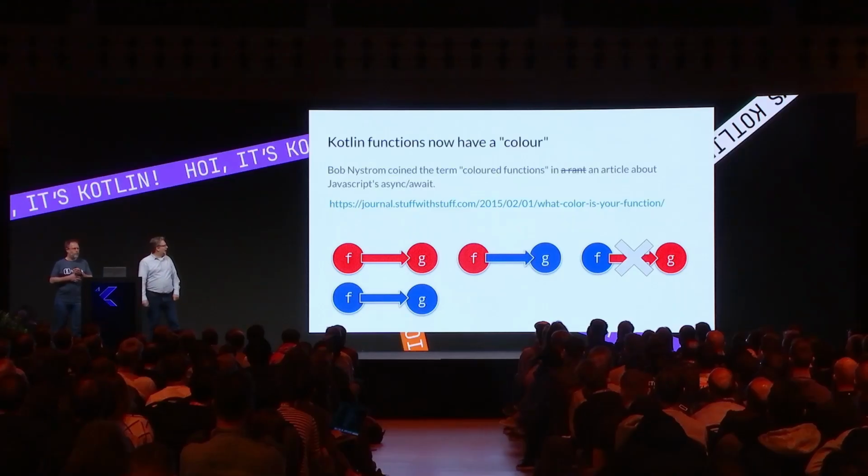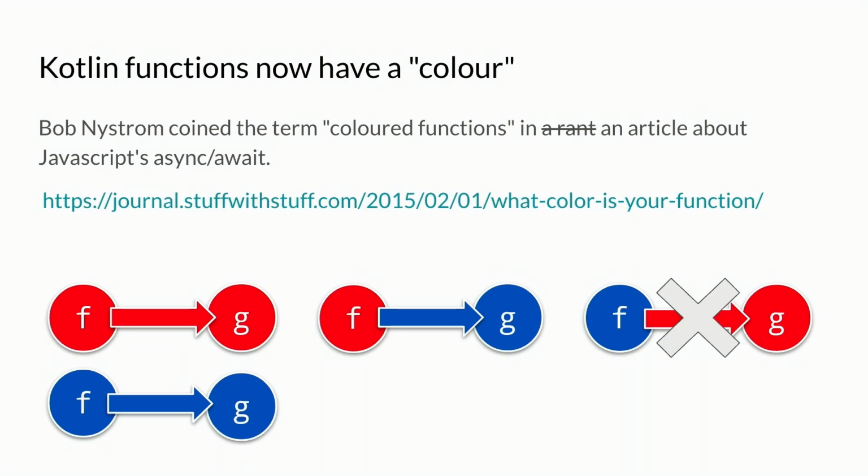The problem is that the type system treats suspend specially. So Kotlin now has colorful functions. And Bob Nystrom coined the term colored functions in an article in which he was pointing out some of the ergonomic problems with async await functions in JavaScript.